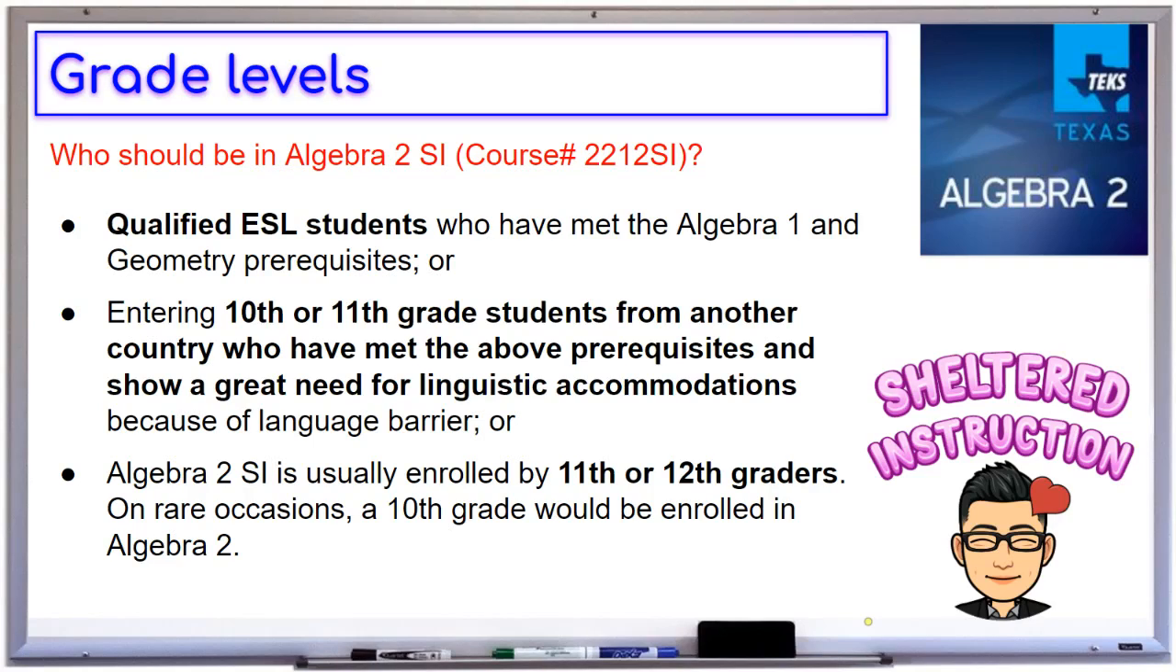Who should be in Algebra 2 SI, Course 2212 SI? Qualified ESL students who have met the Algebra 1 and Geometry prerequisites, or entering 10th or 11th grade students from another country who have met the above prerequisites and show a great need for linguistic accommodations because of language barrier. Algebra 2 SI is usually enrolled by 11th or 12th graders. On rare occasions, a 10th grade would be enrolled in Algebra 2.